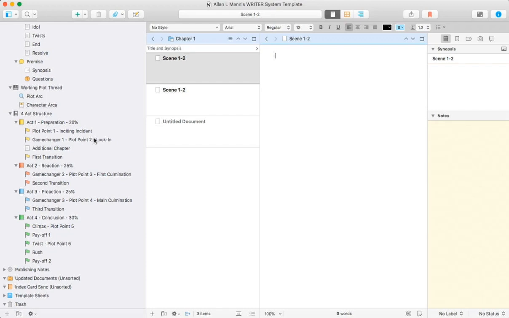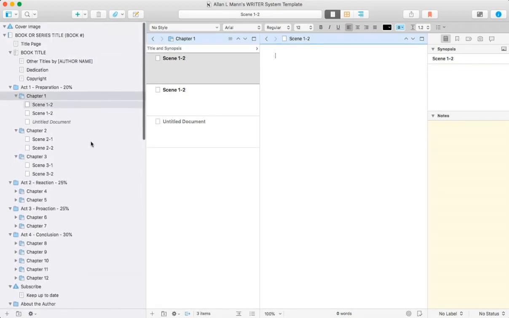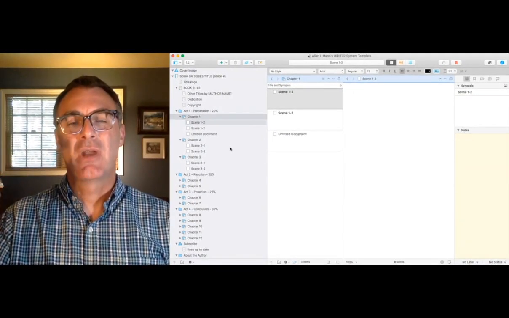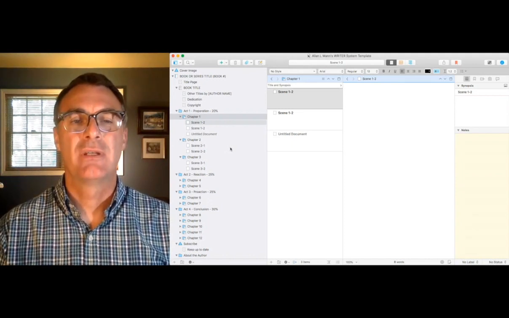Insert those points within the beats of each of the acts, and then use that as your notes to then go back into the main part of Scrivener, in this case, to start writing your scenes and chapters in your acts to get your first draft done.